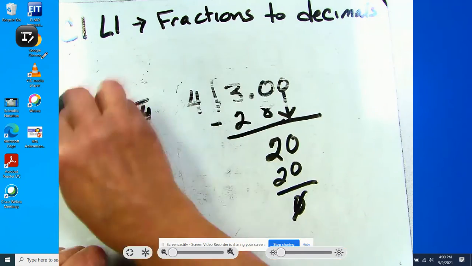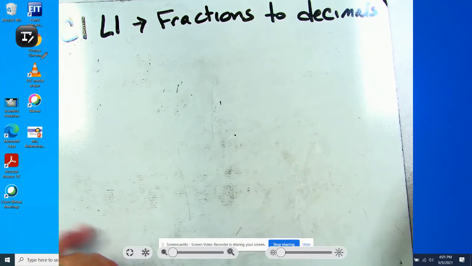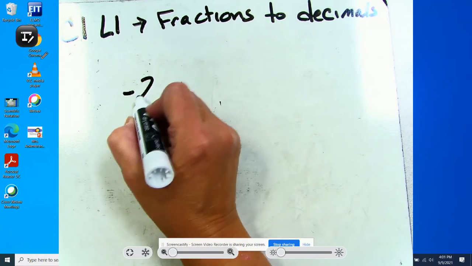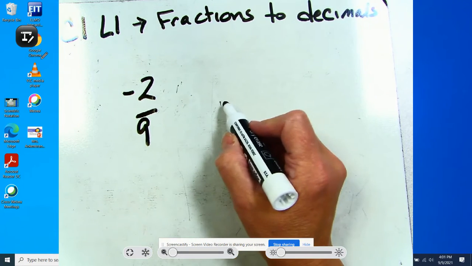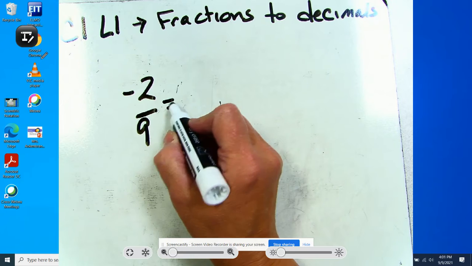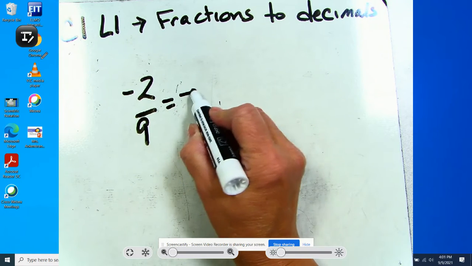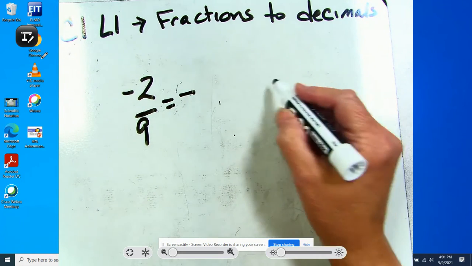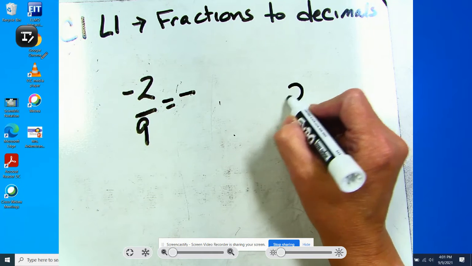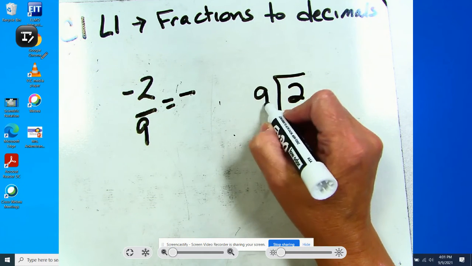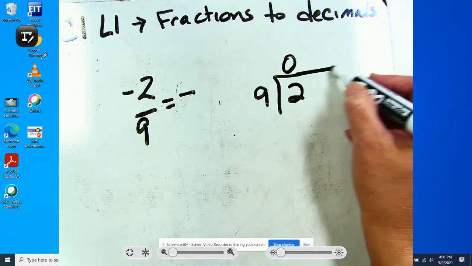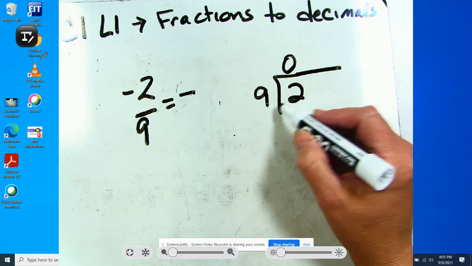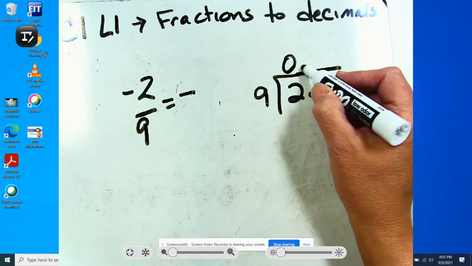Okay, let's try another one. What if you had -2/9? To change this into a decimal, the first thing we're going to do is put the negative sign into our answer. Then we are going to take our 2 and divide it by 9. Again, you can't divide 2 by 9. So we will put our 0, our decimal, and our 0.